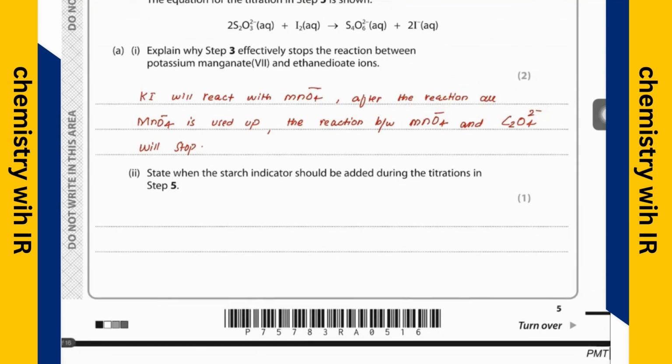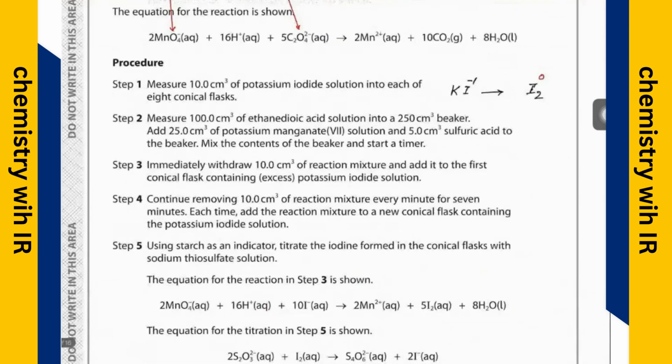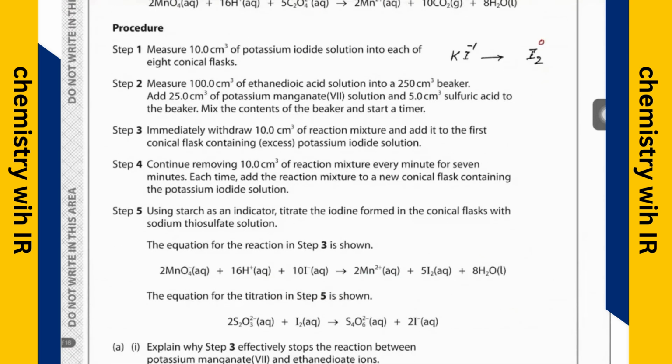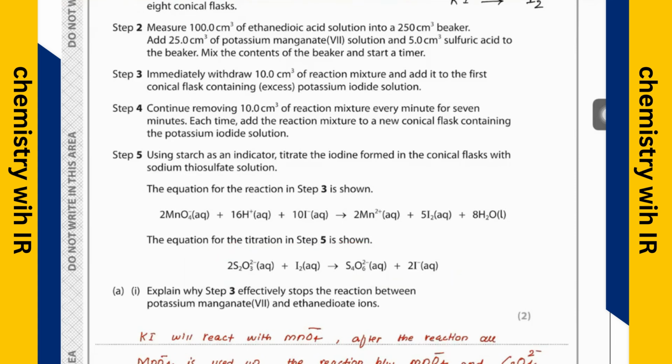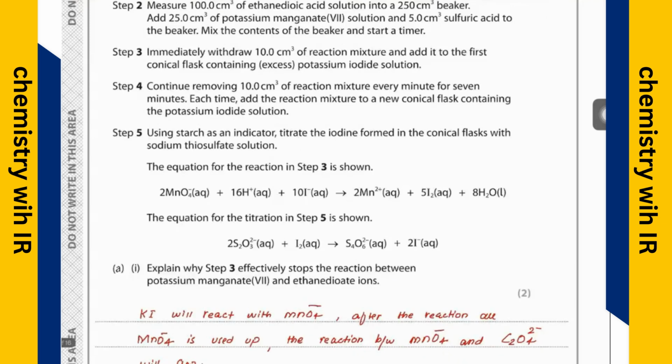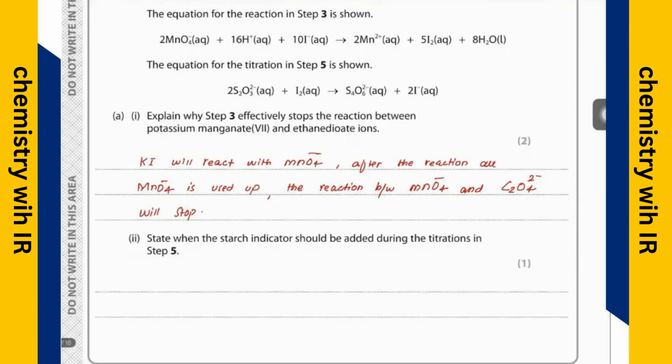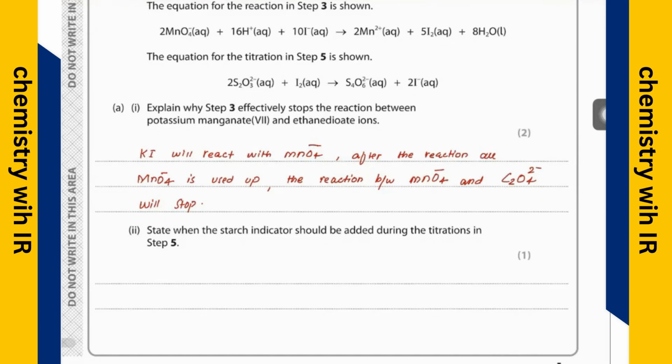State when the starch indicator should be added during the titrations in step 5. What's going on in step 5? They are saying that using starch as an indicator, titrate the iodine formed. As I told you, iodine will be formed, because iodide would be changing into iodine. Titrate the iodine formed in the conical flask with aqueous thiosulfate. This is the reaction between the thiosulfate and the iodine. So when the starch, is it when it's colorless? The answer.